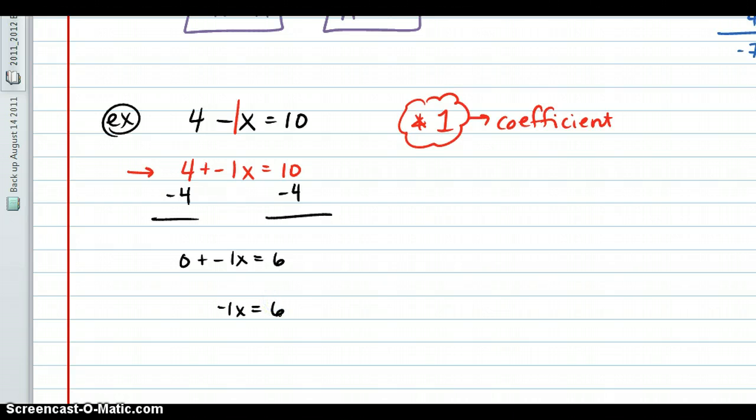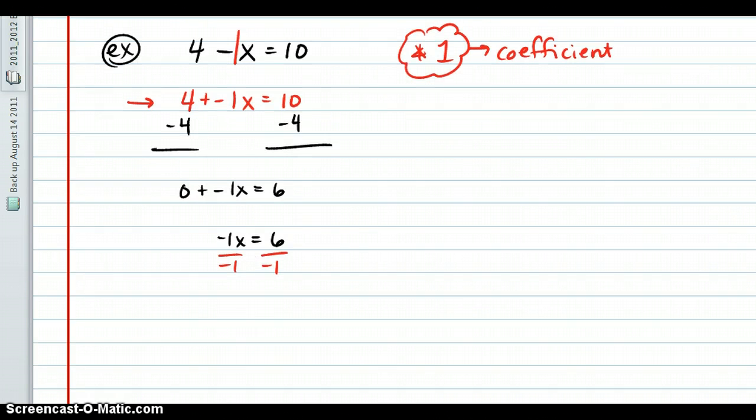And now I'm down to just multiplication. And again, because I have that 1 in front of x, I can see that there is multiplication. I can go ahead and divide. Negative 1 divided by negative 1 is a positive 1, so I'm left with just 1x. 6 divided by negative 1 is negative 6.